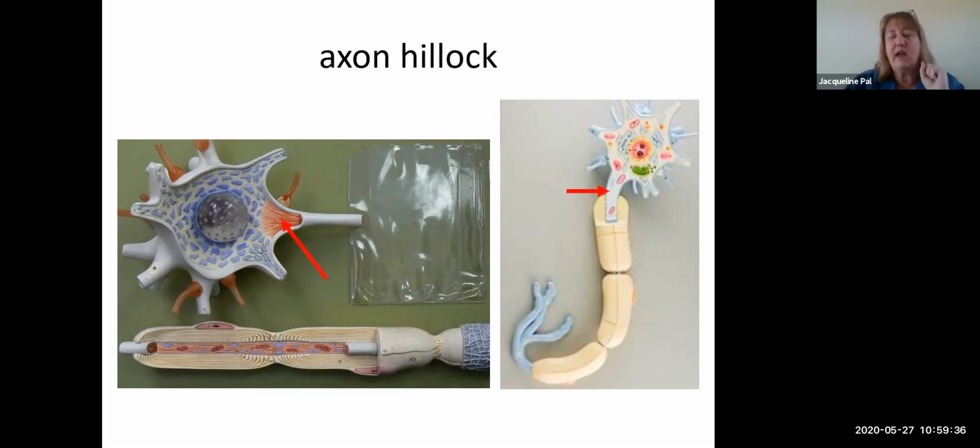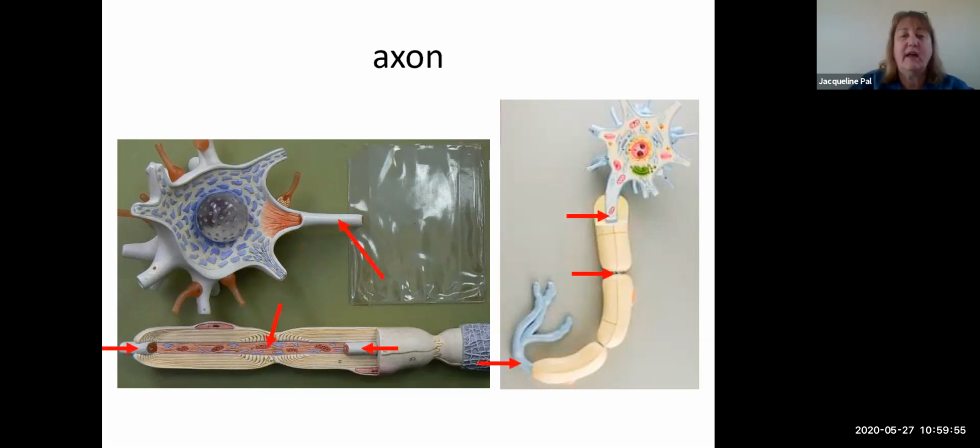In one area of the cell body, there's a triangular area, which is where nerve impulses will start. And this area is known as the axon hillock, and it leads to the one outgoing extension of the cell body, which is known as the axon.